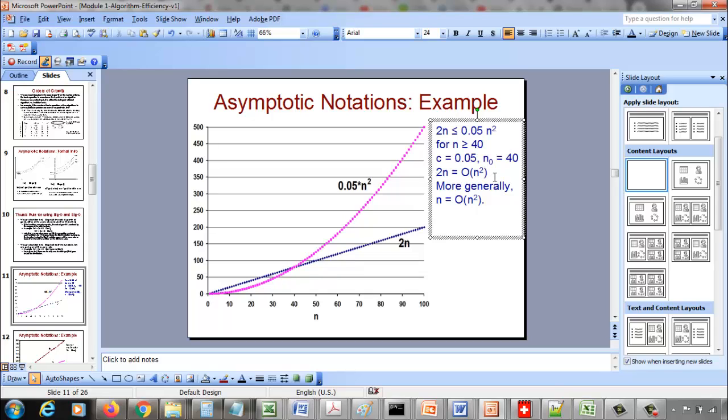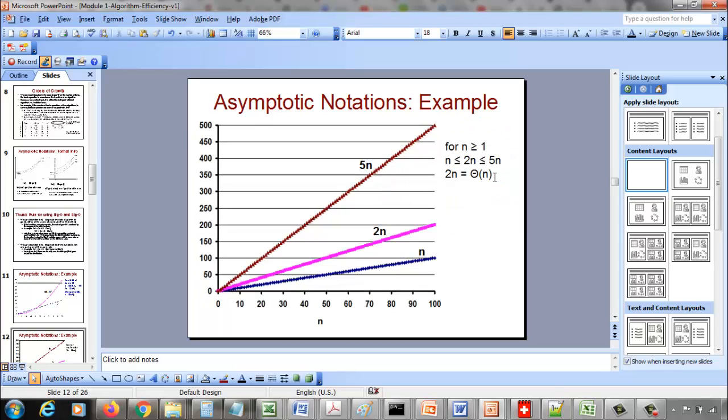Okay. Now, if you look at linear functions like 2n, n, and 5n, they all grow at the same rate, just differing by a constant. So we can say 2n is greater than or equal to n, but less than or equal to 5n. So we can say 2n is just theta of n. So the 2n function and the function inside the theta notation, which is n, grow at the same rate.